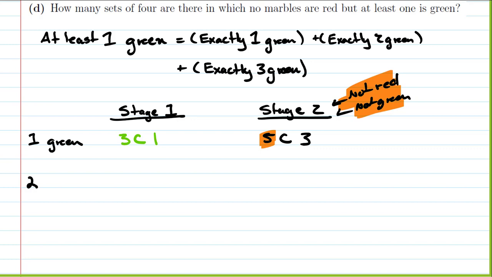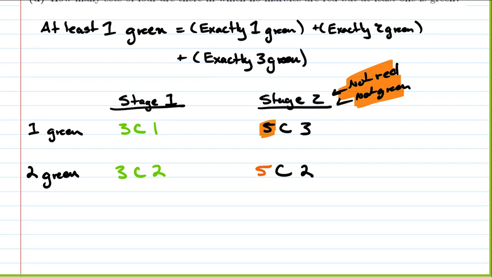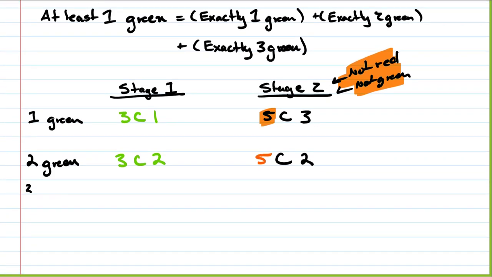Let's go to exactly 2 green. So if we want to pick exactly 2 green, we're going to do 3 choose 2, and we're still going to have our not red, not green, which is going to be 5. But now, this time, we've already selected 2 marbles, so we're going to select 2 from that set. And lastly, we need to do 3 green. That's going to give us 3 choose 3, and then from our remaining 5 marbles, we would need to pick 1.